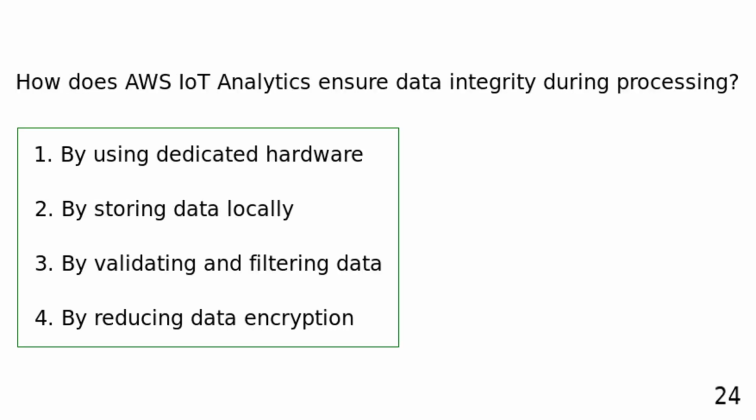How does AWS IoT Analytics ensure data integrity during processing? By using dedicated hardware. By storing data locally. By validating and filtering data. By reducing data encryption.